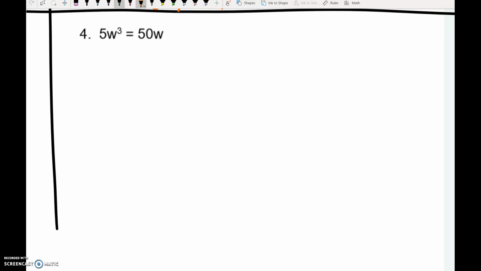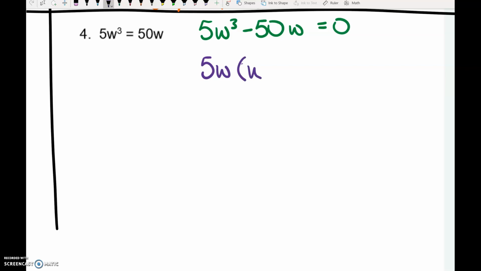What do you think we need to do first in number 4? So 5w cubed minus 50w equals 0. You want to move the 50w over to the left so that you keep your largest exponent term positive. Okay, greatest common factor. What do those two terms have in common? 5 and w. Let's see, -50 divided by 5 is -10. We're taking the w out.